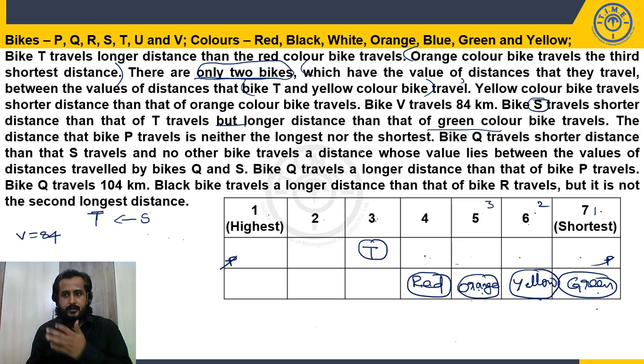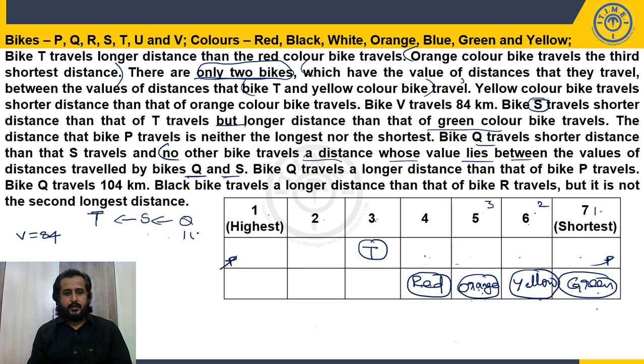Now what is given? Bike Q travels shorter distance than S. So S is before Q in the arrangement. S traveled more than Q is as good as Q traveled less than S. That is what they have given. Q travels shorter distance than S, and no other bike travels a distance whose value lies between the values of Q and S.